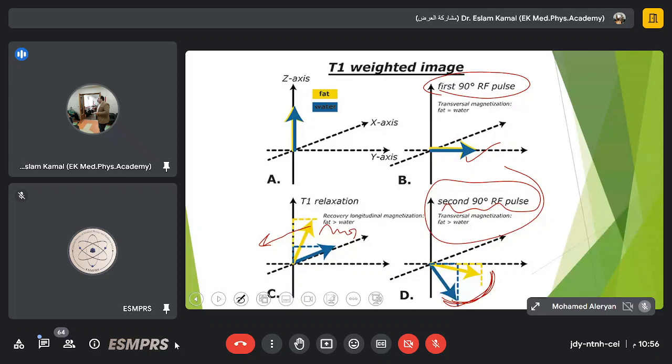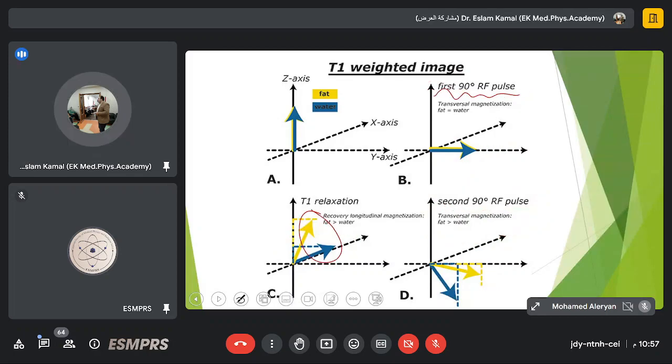Let me ask you one question. If you apply the first radio frequency pulse and you wait a long time until MZ for both tissues has totally recovered, at that time you will not get any difference in T1 or in longitudinal magnetization for fat and water. Is it true? True. Yes, true.